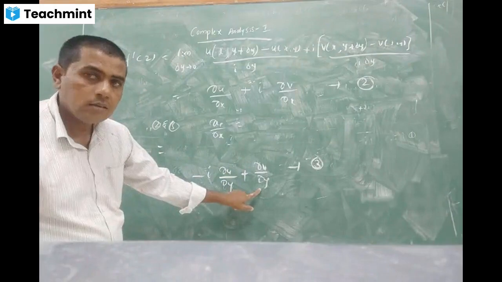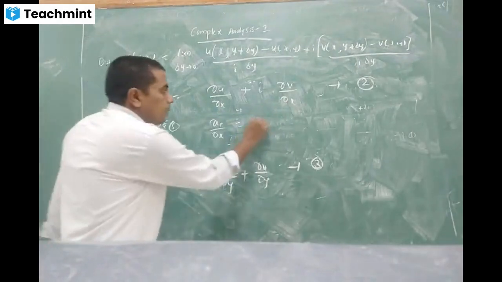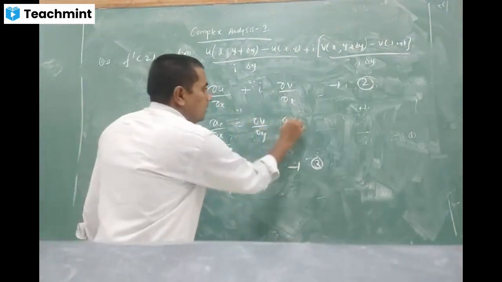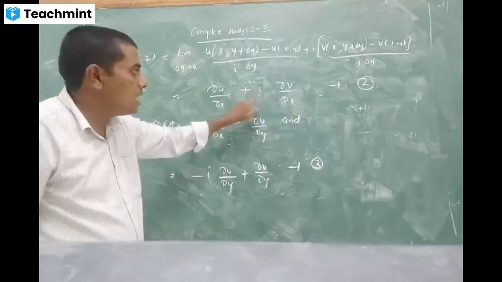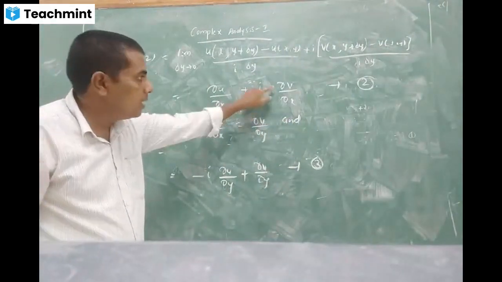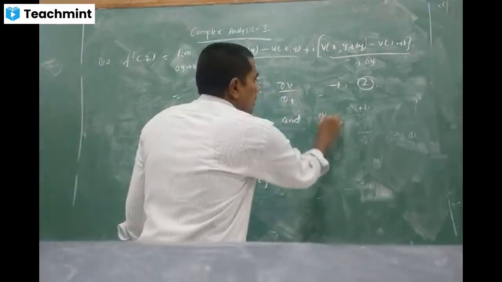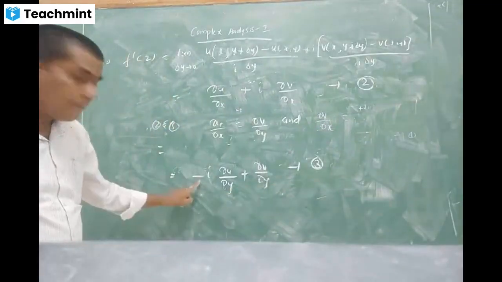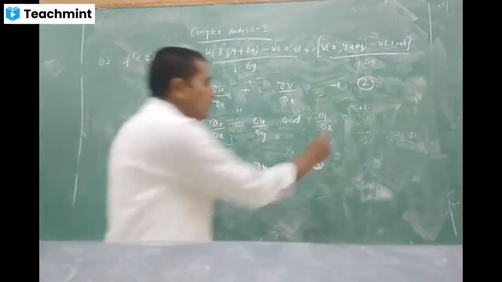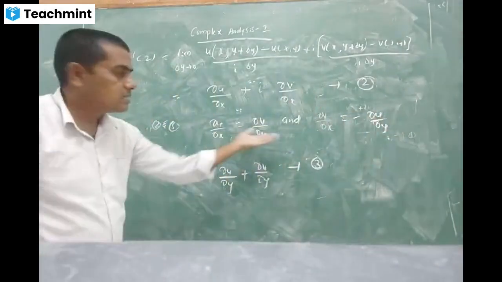Okay, dou u by dou x in equation number 2, and dou v by dou y, and now only the imaginary parts. The imaginary parts in equation number 2, you should not write, I am telling. First step: dou v by dou x is equal to minus dou u by dou y. You should not forget the minus.